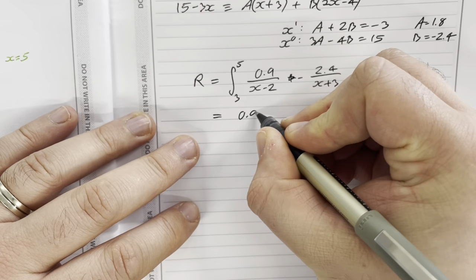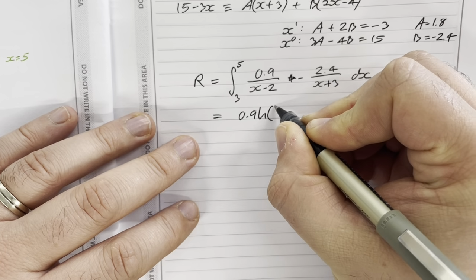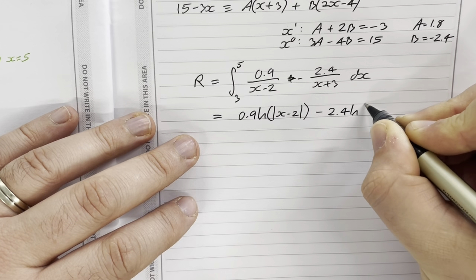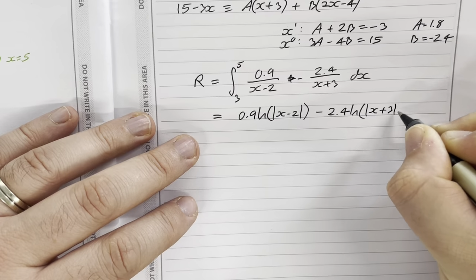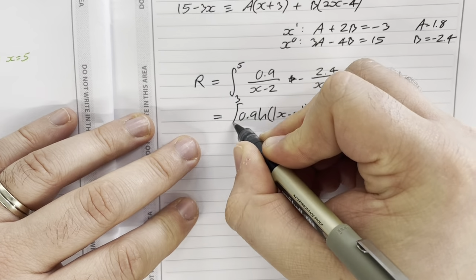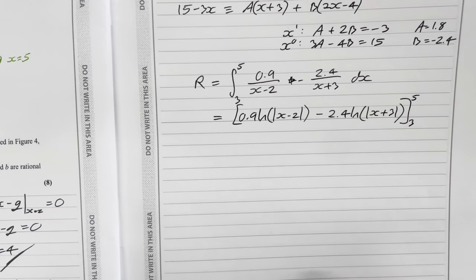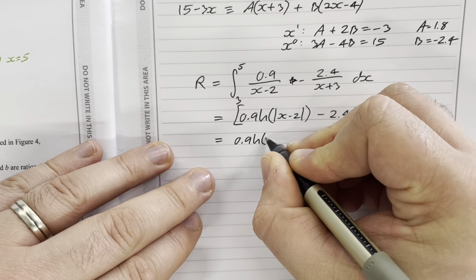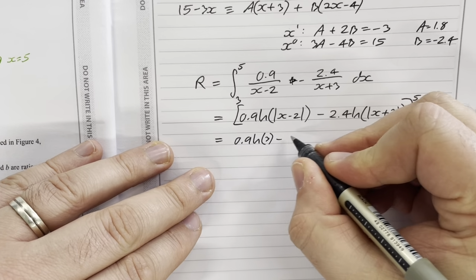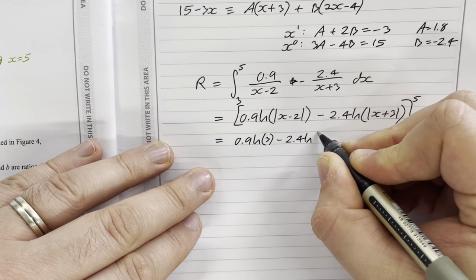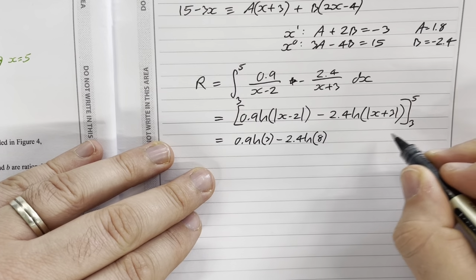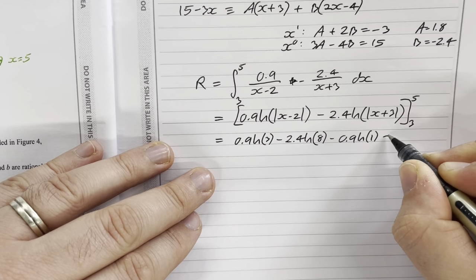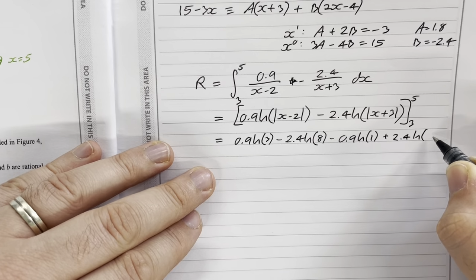So that's going to equal 0.9 times the natural log of the mod of x minus 2 minus 2.4 times the natural log of the mod of x plus 3. Okay, definite integral, so square brackets between 3 and 5. Now plug in the values. So that's 0.9 times the natural log of 3 minus 2.4 times the natural log of 8 minus 0.9 times the natural log of 1 plus 2.4 times the natural log of 6.